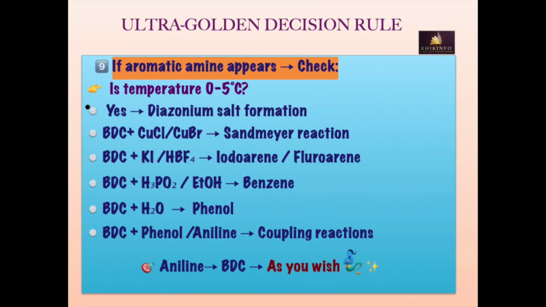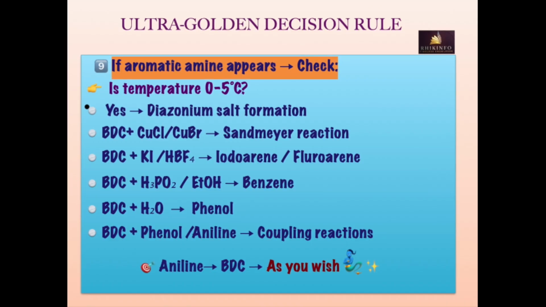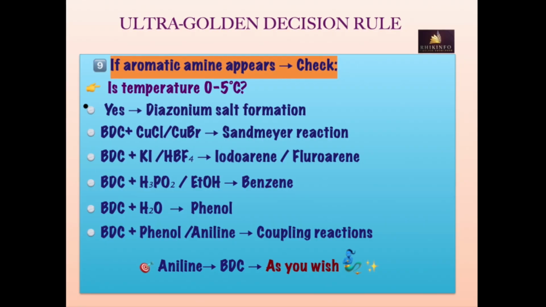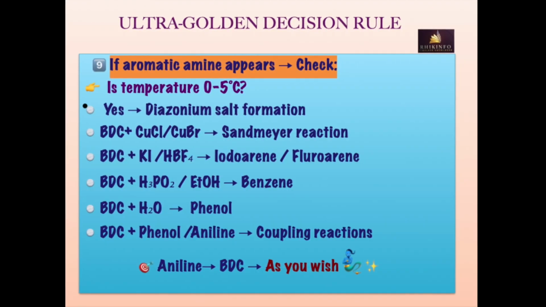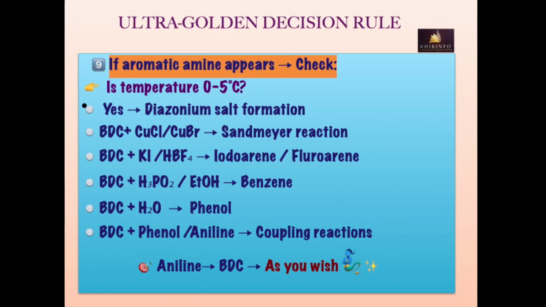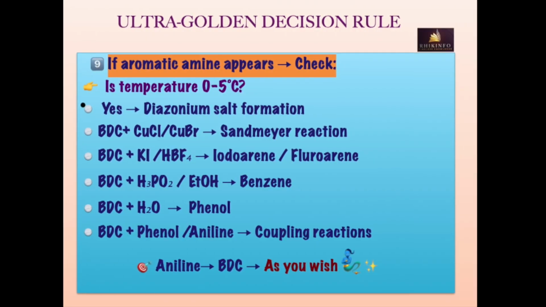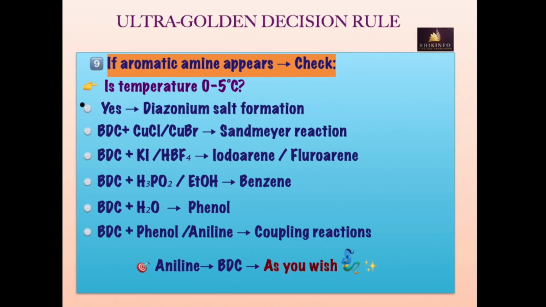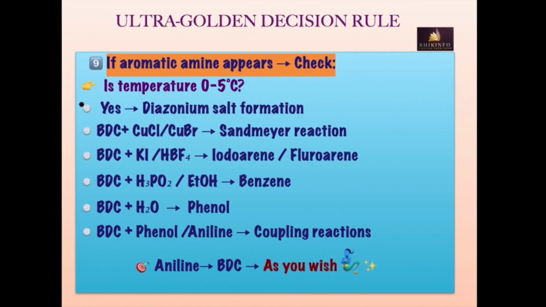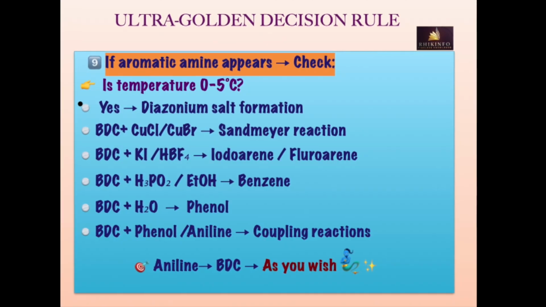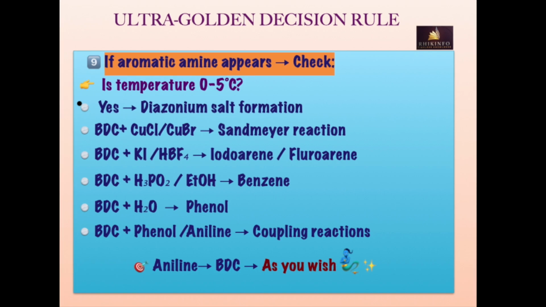Now coming to hack number 9. Is aromatic amine at 0 to 5 degrees given? Surely diazonium salt formation occurs. This becomes a powerful conversion hub. Think of Sandmeyer reaction, Gattermann reaction, phenol formation, halogen substitution, coupling reactions, and so on. Thus, benzene diazonium chloride opens multiple pathways. You can get the product as you wish.